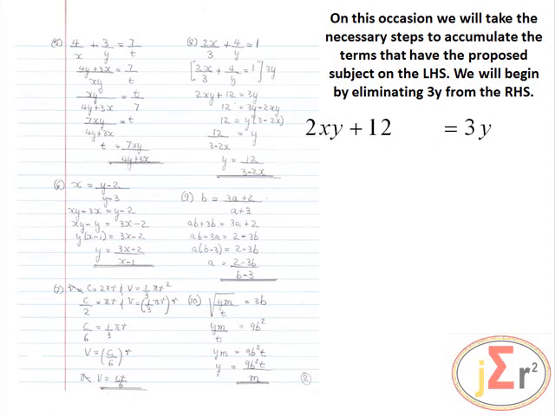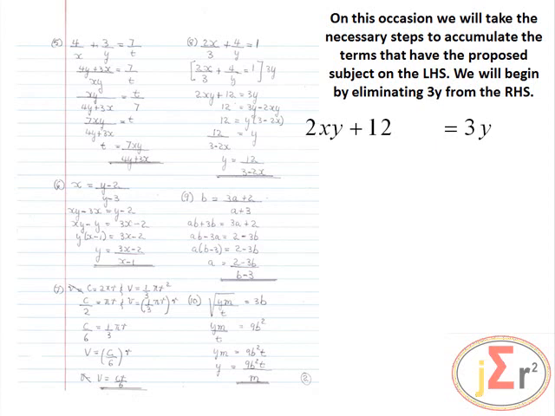So that is always something that we have in our minds, to get the proposed subject to be on the left hand side. But we did not do that. Instead, we accumulated the terms that contain the proposed subject on the right hand side, and then we reverse the formula in the end. And we will take a look at why I did that, although the other one is not wrong. So on this occasion we will take a look at the steps that are necessary to accumulate the terms that have the proposed subject on the left hand side.